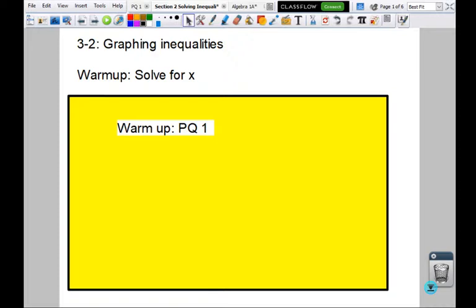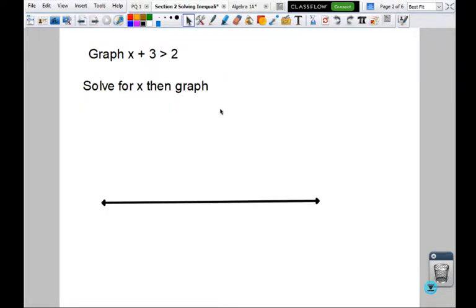All right. So we're going to be graphing inequalities still, but we're going to have to solve these first. So I'm going to graph x plus 3 is greater than 2. I'm going to write it a little bit bigger. So before I can graph this though, I need to get that x by itself.